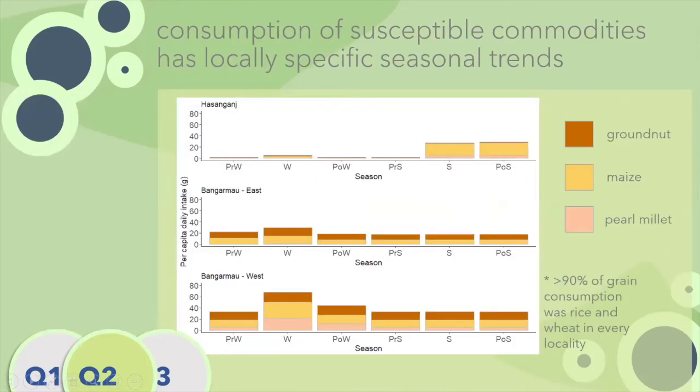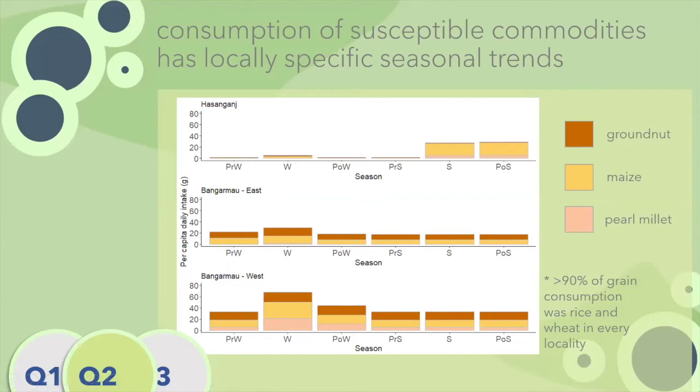And so we can see here in this figure that consumption in terms of grams intake of these non-rice and wheat commodities was very variable across time. In Hasanganj, our lower risk environment, the only seasons where consumption of non-rice and wheat commodities was really measurable on a per capita daily intake basis were in the summer and post-summer seasons. Whereas in Bangarmao, the winter seasons had the most consumption of these susceptible commodities.